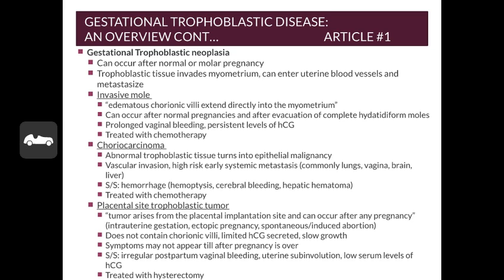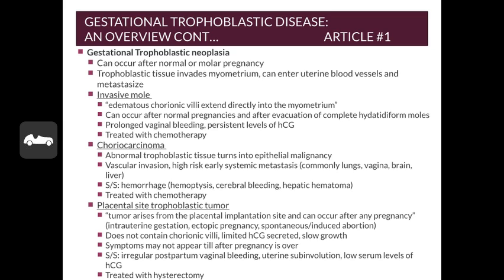Choriocarcinoma is an abnormal trophoblastic tissue that turns into epithelial malignancy. It has vascular invasion and high risks of early systemic metastasis, commonly in the lungs, vagina, brain, and liver. Symptoms of the condition include hemorrhage, including hemoptysis, cerebral bleeding, and hepatic hematoma. This condition is treated with chemotherapy.